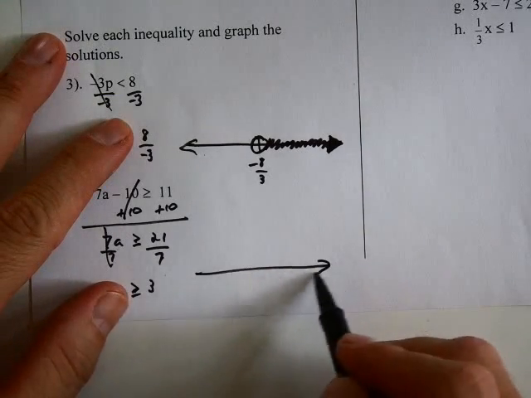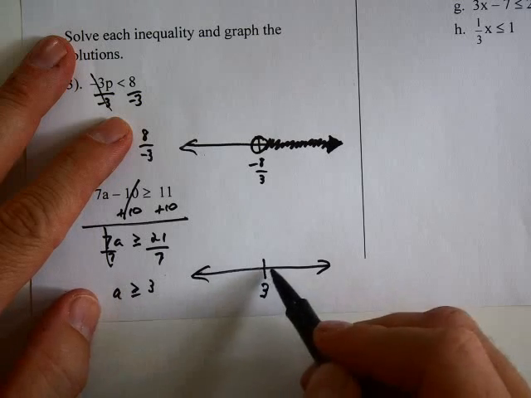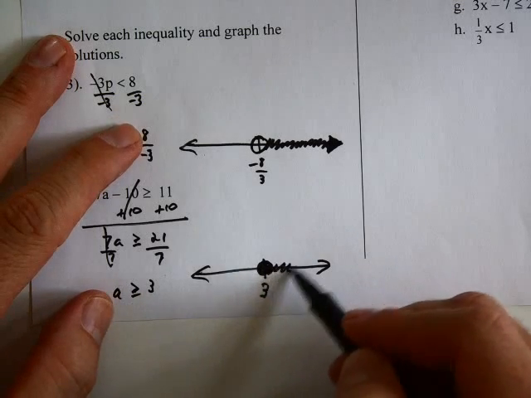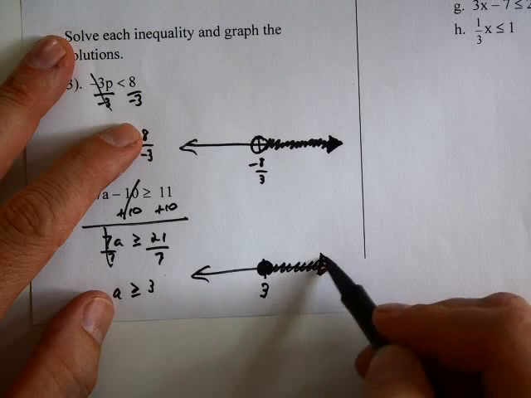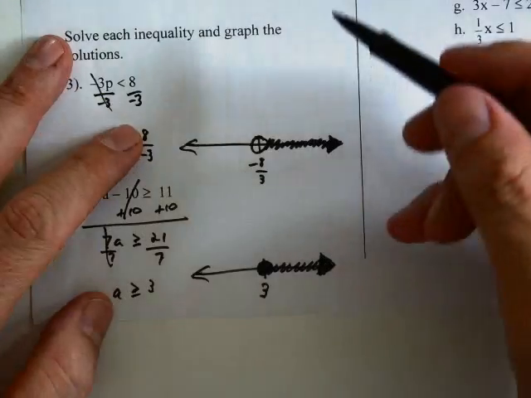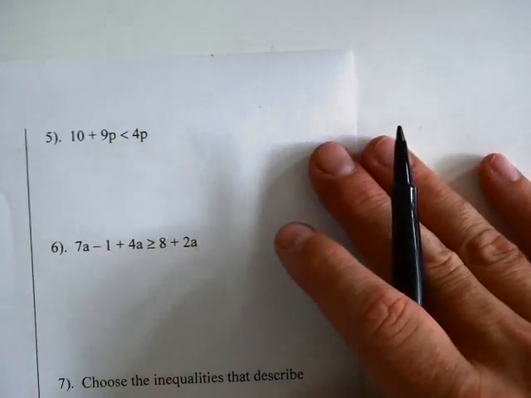Now graphing it, 3 is the critical number. It's greater than or equal to, so I use the solid dot, and greater than is shaded to the right. Okay? And there you go. Good. Look at that. It's like I'm 5 out of 5 so far. Boom. Still got a couple more that are very similar here.